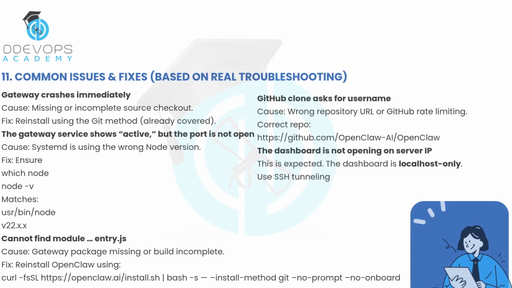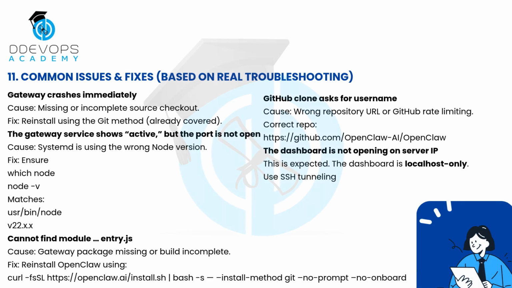Let's go over some common issues and their fixes. If the gateway crashes immediately, it usually means the source checkout is incomplete. Reinstall using the Git method. If the gateway shows active but the port isn't open, check that systemd is using the correct Node version. For missing modules like entry.js, reinstall OpenClaw to rebuild properly. If GitHub asks for a username, make sure you're using the correct repository URL. And remember, the dashboard won't open on the server IP. It's localhost only, so always use SSH tunneling.